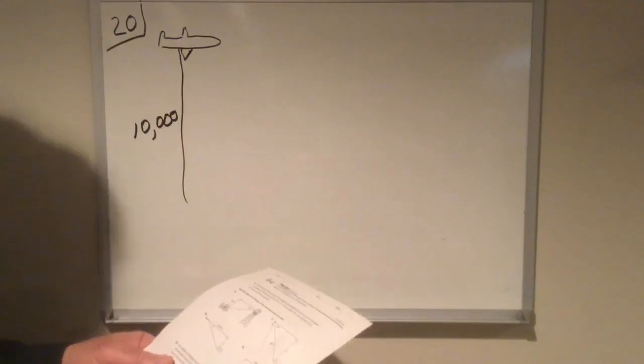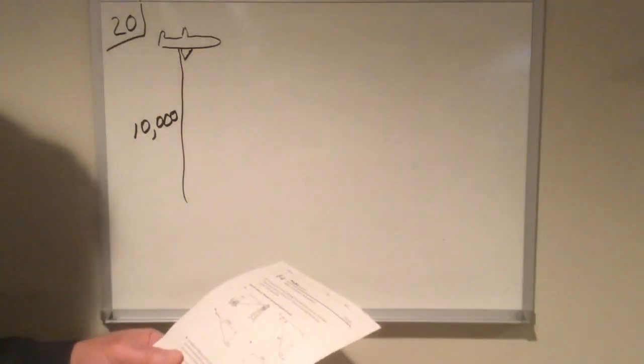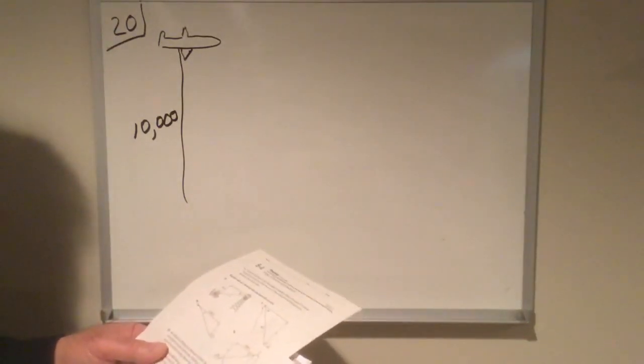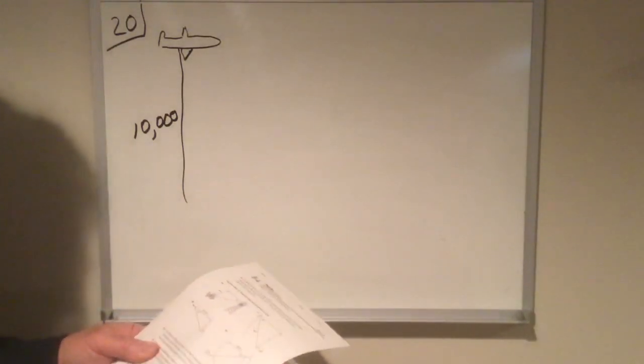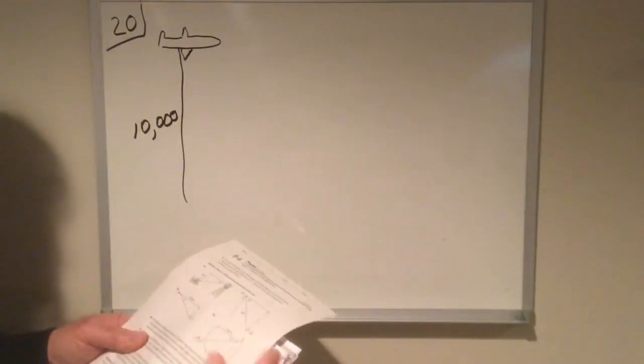Now, they just pulled a fast one on us. Did you notice that? 50 miles where the altitude's 10,000 feet. So we have to convert this to the same unit of measure. So they threw this one in on us, but that's okay.